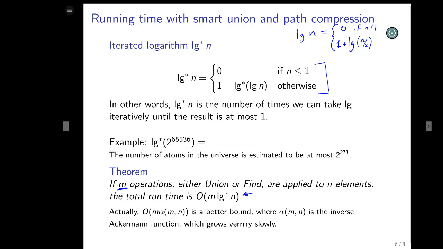So contrast this with log, which is very small. Log is like tiny. Like log of 2 to the 65,536. Log of that number is 65,536. Log star is saying don't divide n by 2, but take log of n. So rather than dividing n by 2, you're taking log of n. So for example, log star of 2 to the 65,536.